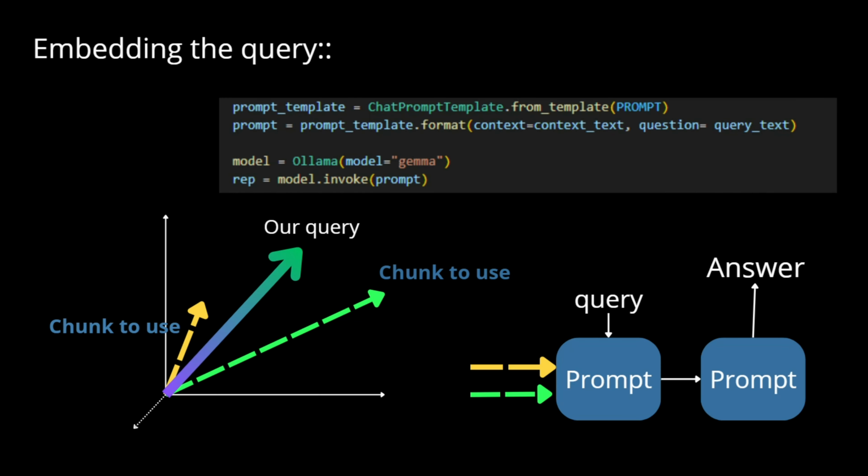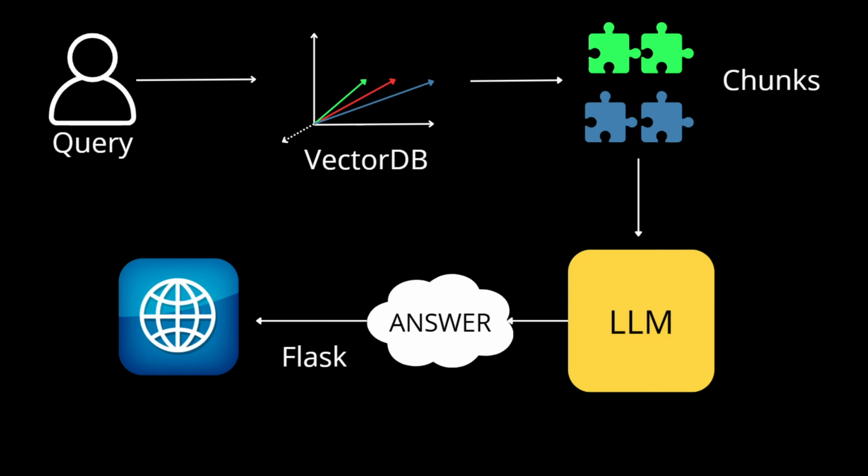After that, when you have your prompt, you will have a prompt with the query and the context, and you just need to give it to the LLM, which is Gemma. Here I use Ollama to run my Gemma LLM locally, and I just invoke the model with my prompt. And when you do that, after that you can do whatever you want.